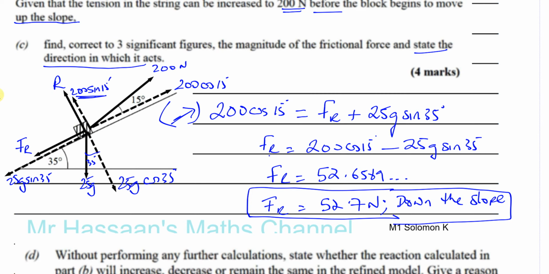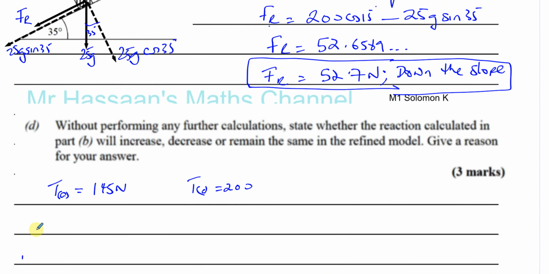So what we can say is R will decrease. You state the answer first. It says state, so we're just stating. And then we're going to give a reason.